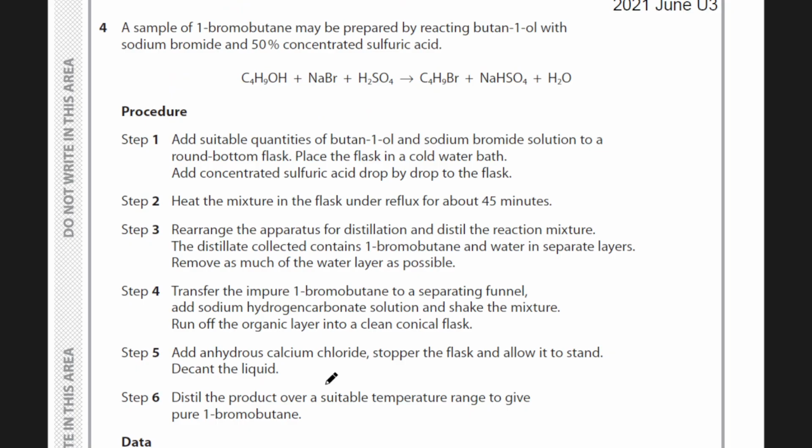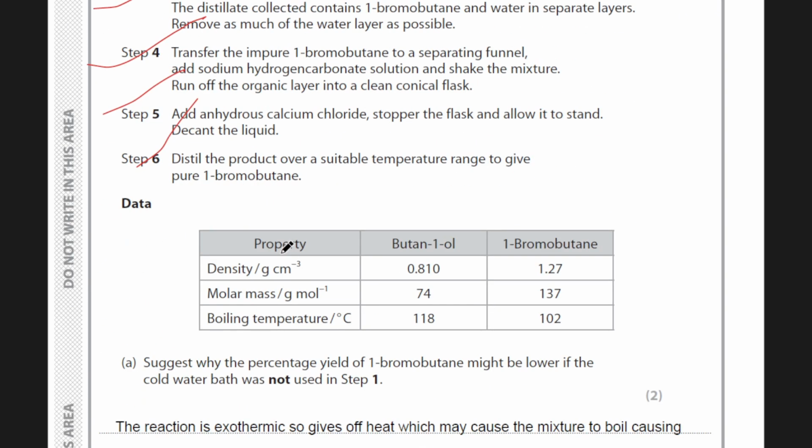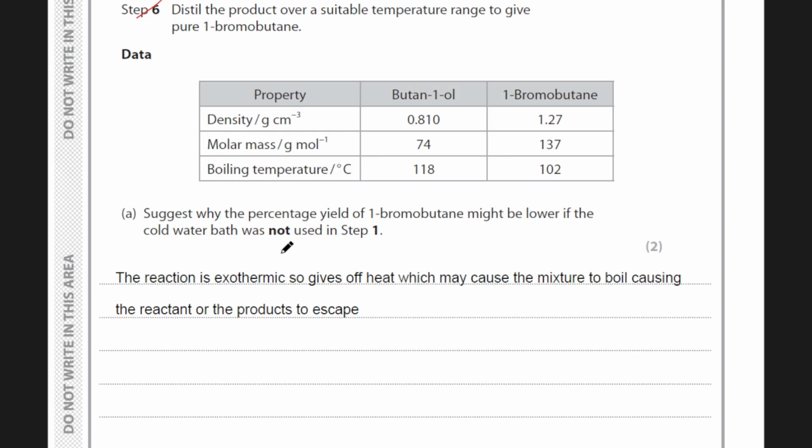Number 4, a sample of 1-bromobutane may be prepared by reacting butanol with sodium bromide and 50% concentrated sulfuric acid. So you have step 1, step 2, step 3, step 4, step 5, step 6, and the data has been provided. Suggest why the percentage yield of 1-bromobutane might be lower if the cold water bath was not used in step 1.